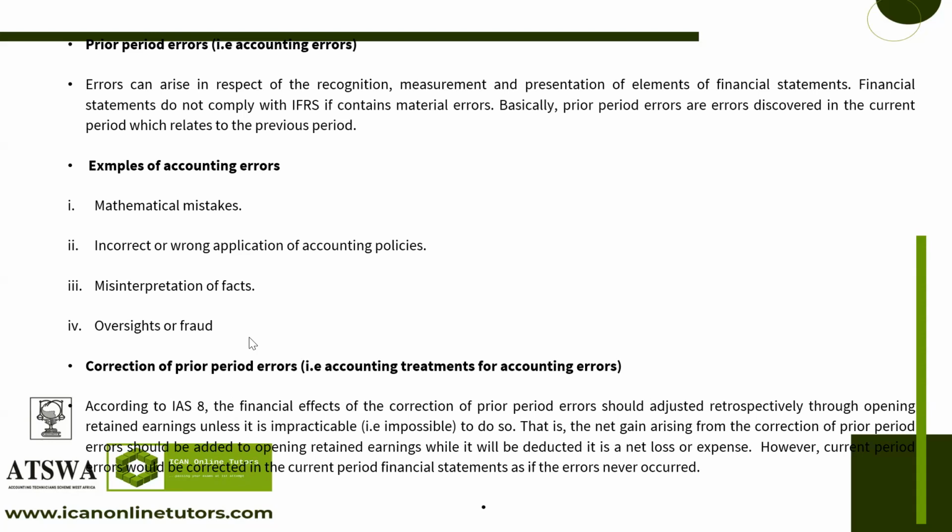Now, how do we correct prior period errors? Don't forget again, accounting policy changes you apply retrospectively. Accounting estimates you correct prospectively, right? And for accounting errors, it is retrospectively, through the opening balance of retained earnings, except if it is impracticable, that is, impossible to do so. Then you can adopt a prospective approach.